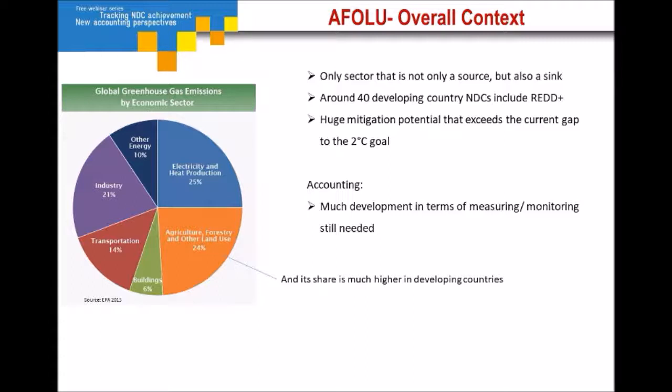In terms of the NDCs submitted by countries, around 40 developing countries also included the REDD+ activities in their NDCs, and cumulating the mitigation potential of the entire sector, you would actually be able already now to close the current existing gap in terms of submitted NDCs towards the global climate warming goal to remain below a warming of 2 degrees above pre-industrial levels.